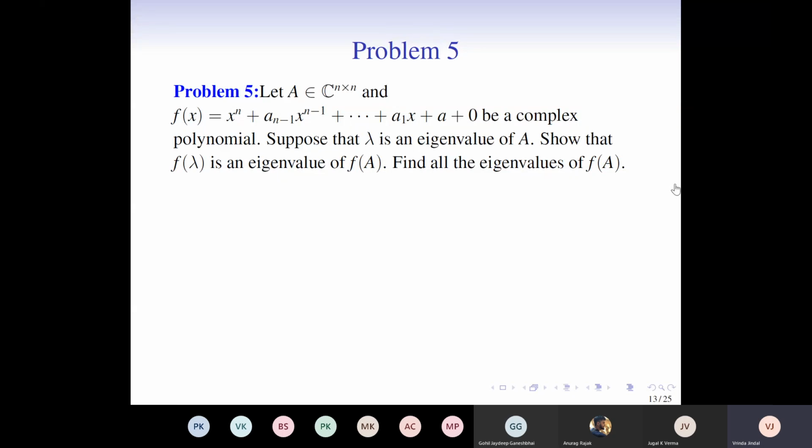Okay, so are there any doubts? Okay, so I don't see any doubts, so I'll move on to problem number 5. Problem number 5 was a good problem.